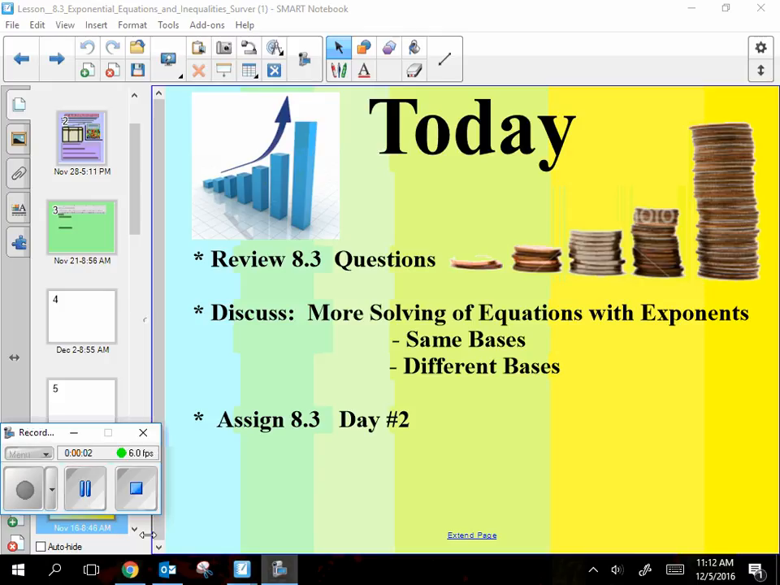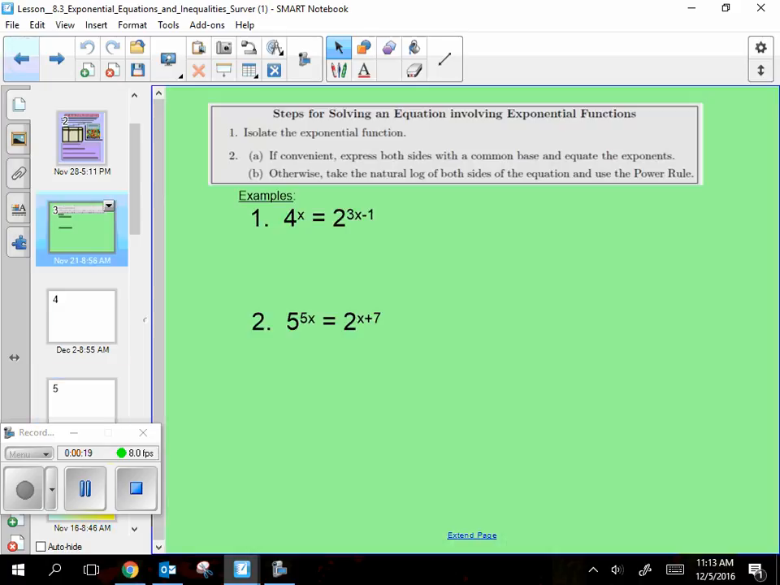Okay, today is 8.3, day 2. And this is the slide telling us about what we're doing for today. There's some solving of some kind of strange exponent or exponential equations. But I want to remind you what we did before, on Friday, since it's been a couple of days at least. Let's talk about it.